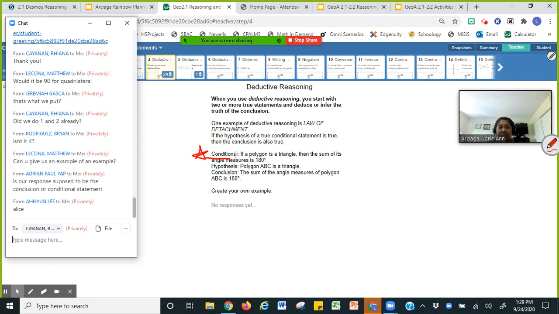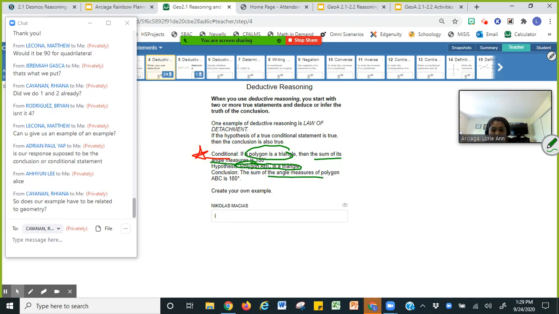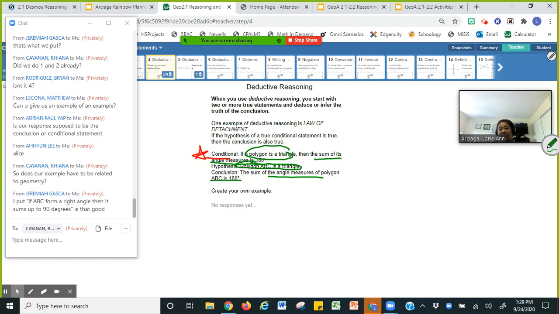So you have to type 3 parts. The first is the general rule. The second is you apply that rule to one example, okay, by using only the hypothesis. You see this one? The hypothesis is something is a triangle. So the hypothesis is that one. And then the conclusion is you take the conclusion of the true conditional statement and state that that is true. It doesn't have to be in geometry, but I would appreciate it. I like it better if it's in geometry.